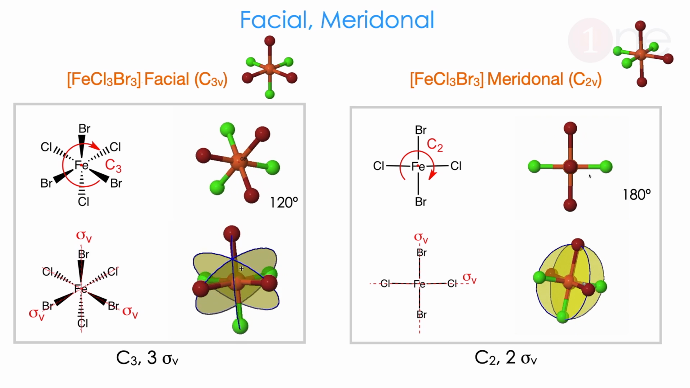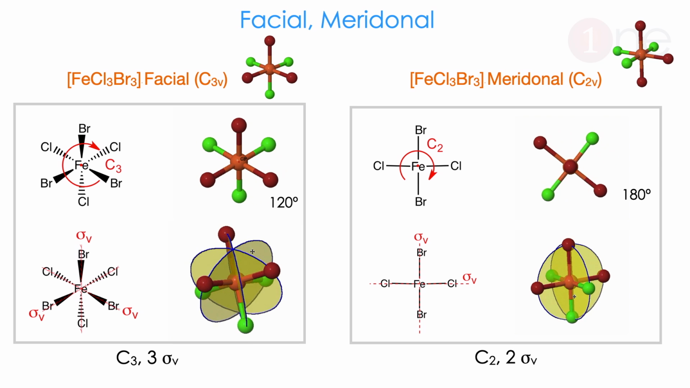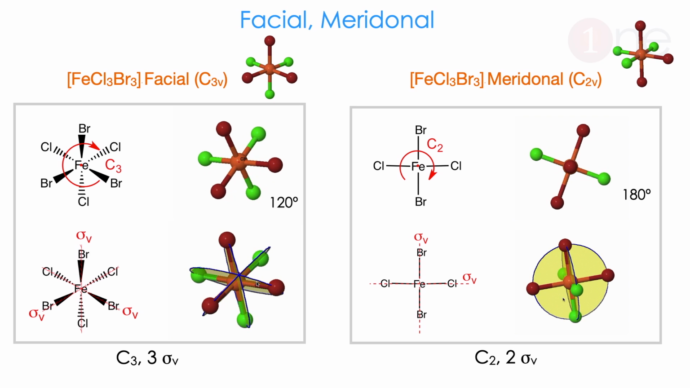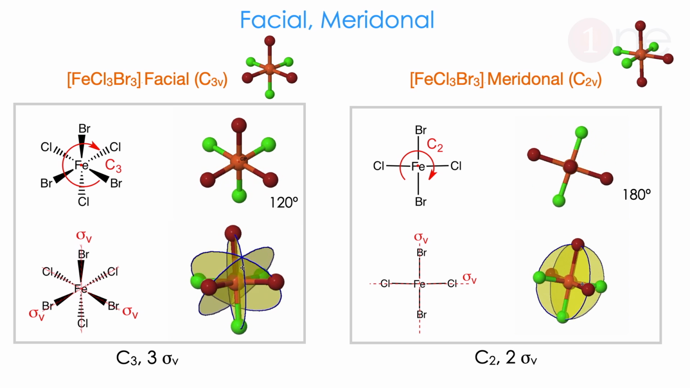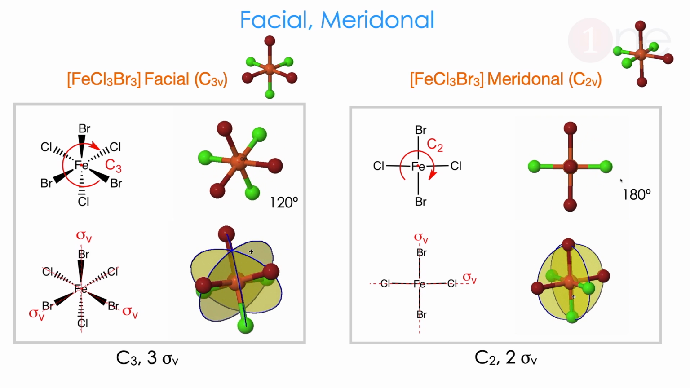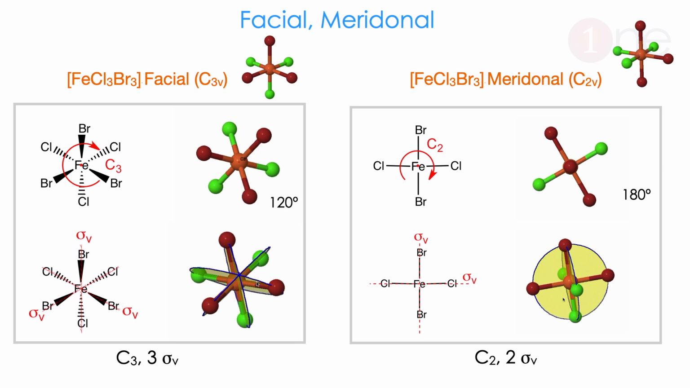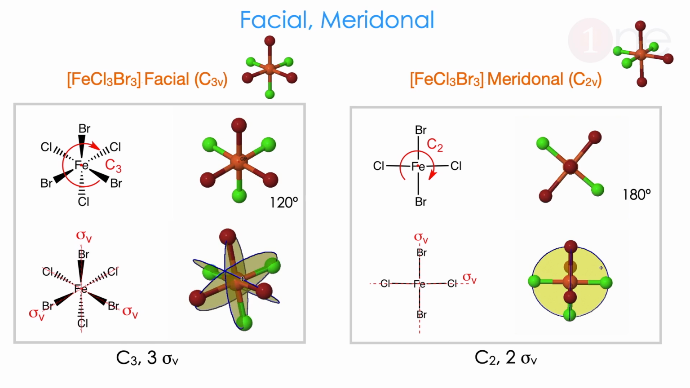Then the facial and meridional forms, which are isomers in an octahedral system. How can you imagine this one? This is very hard to imagine; you have to use only 3D. Facial means all three atoms are on one face. Meridional means one atom is missing on that particular face.